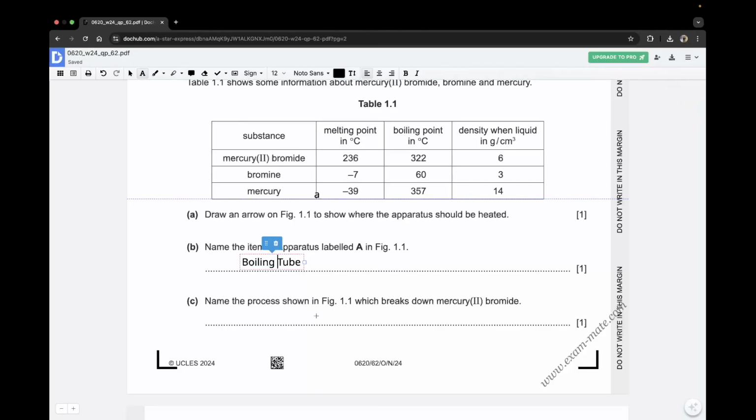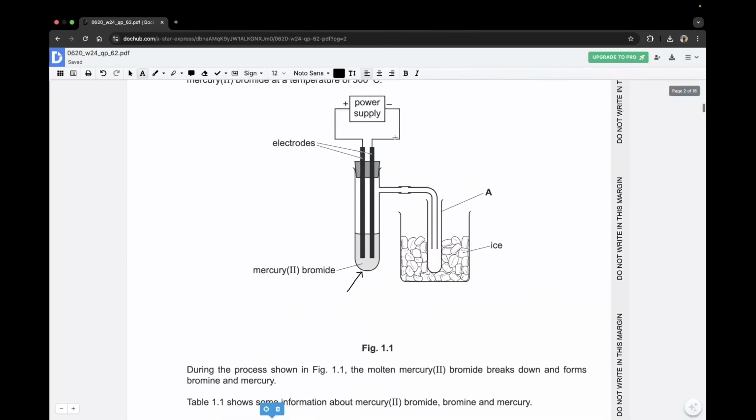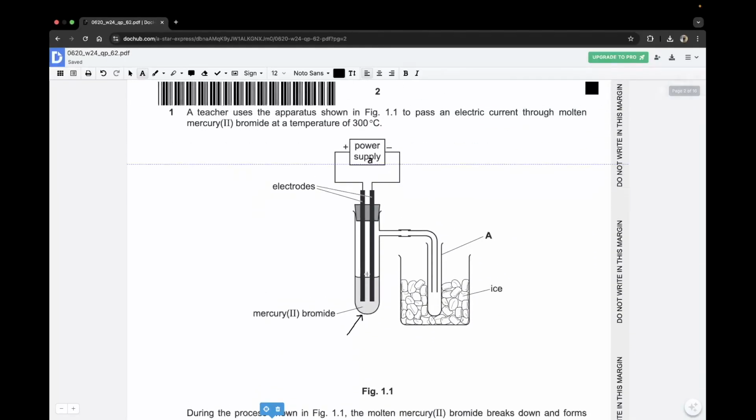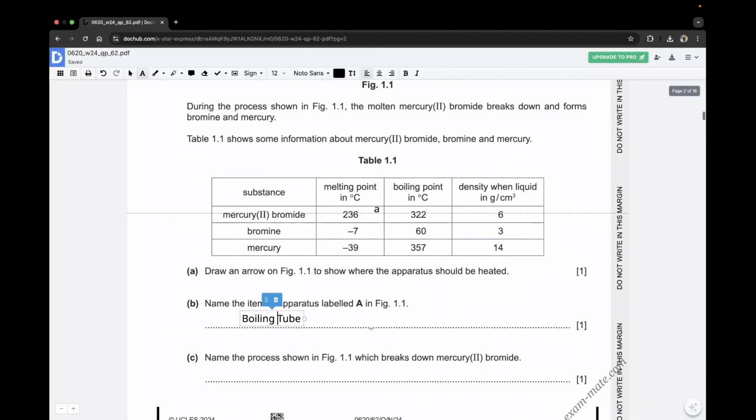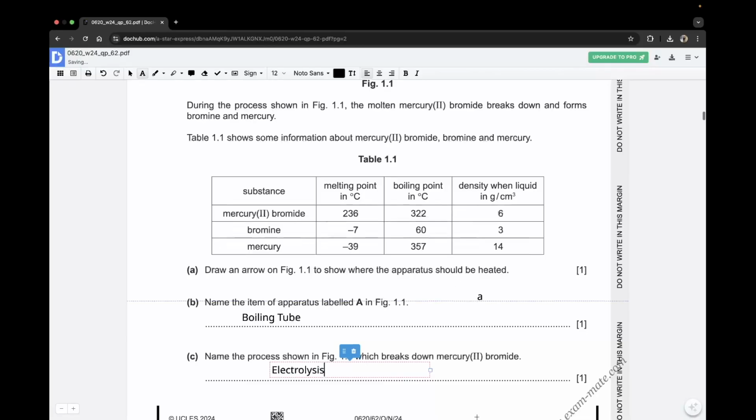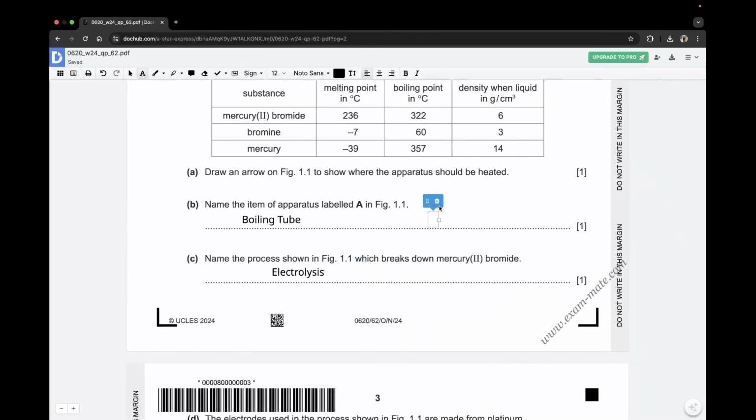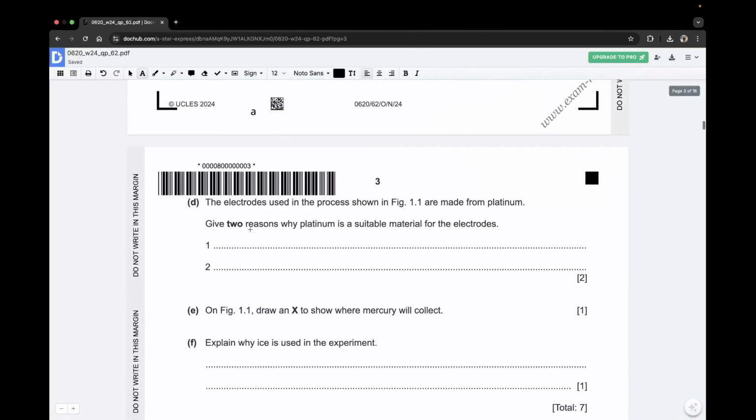And part C, name the process shown in figure 1.1 which breaks down mercury bromide. Just taking another look at the apparatus, we see this power supply here. And this is a rule of thumb that you can have: if an experiment involves a battery, for this exam, it is always electrolysis. We do not have any other experiments that involve batteries in this exam. Electrolysis, and that'd be 3 marks here. Now moving on to the next part.